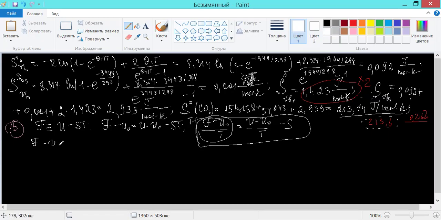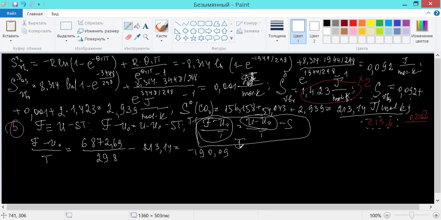F minus U sub 0 over T is equal to, we have calculated this one, 6,872.69. We divided by the temperature, 298, and subtract the value of the entropy we have just calculated, 213.14, and that gives us minus 190.09 joules per mole per Kelvin.